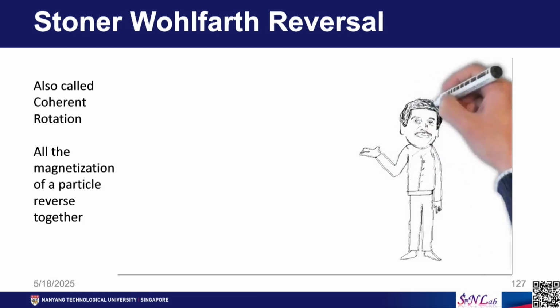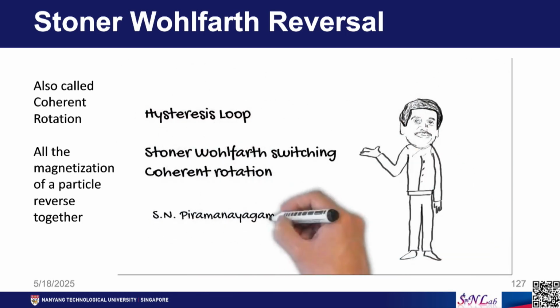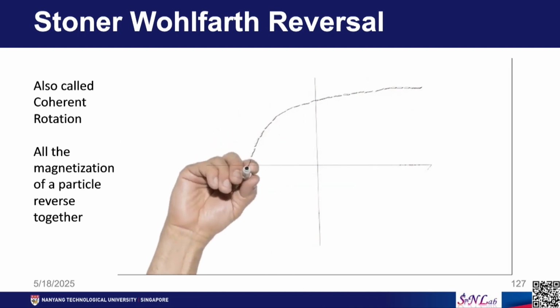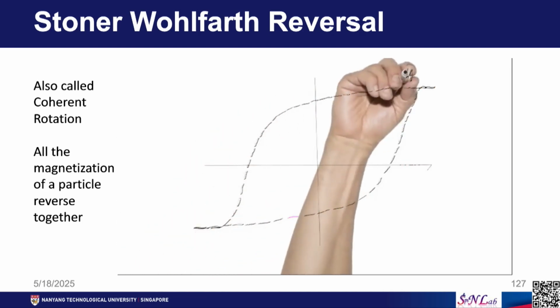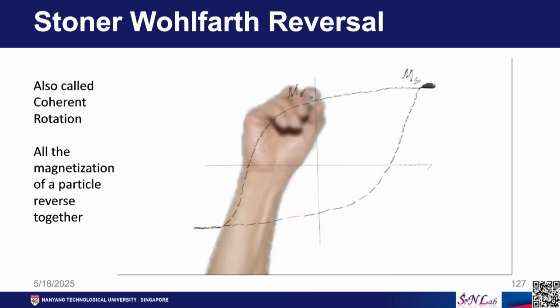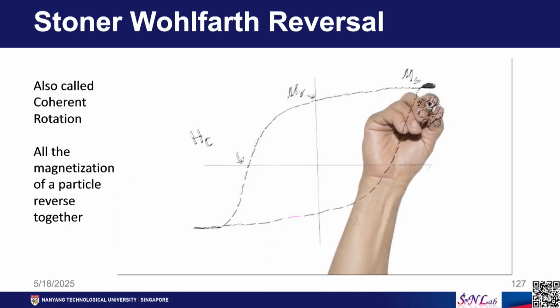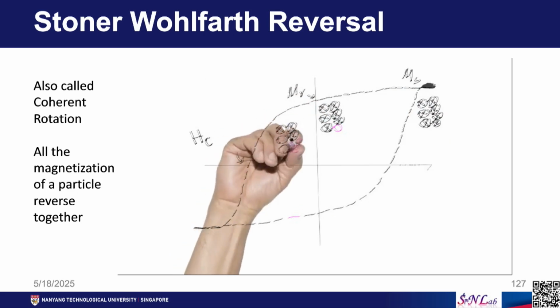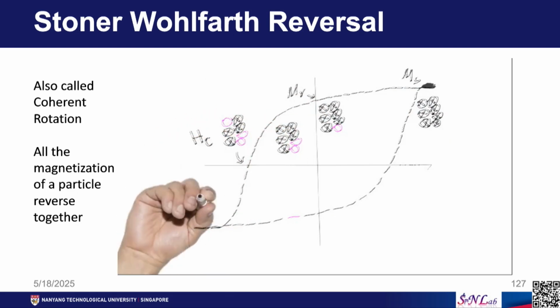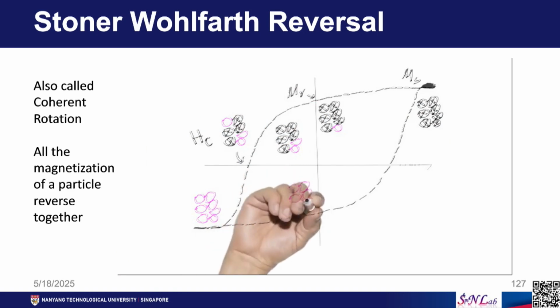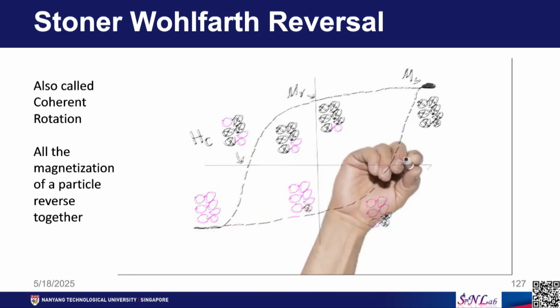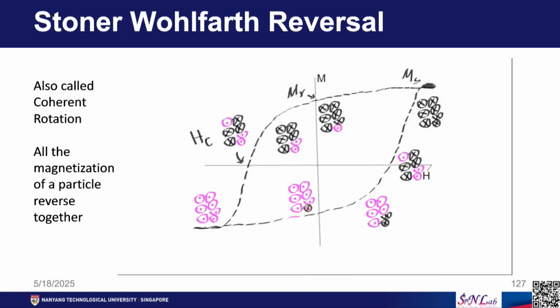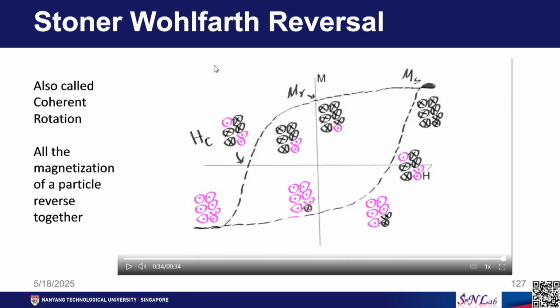So, this is a cartoon of what happens with the Stoner-Wohlfarth reversal mechanism. At a very high field, all the grains are saturated in one direction. When you come closer to remanence, a few of them have switched. When you are here, a few more have switched. At the coercivity point, about half of them have switched, and so on. This is how the reversal of particles happens when they are single domains.